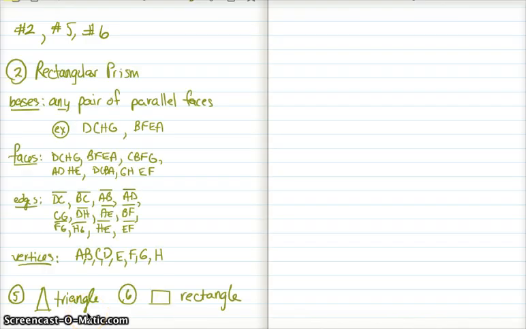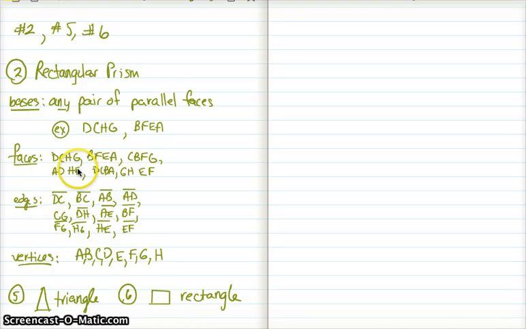and number 6. Okay, here are the solutions for 2, 5, and 6. Please note that with the rectangular prism, you could list any pair of parallel faces as the bases because they're all rectangles. So for example, I just did the top and the bottom, but any pair of parallel rectangles would work.